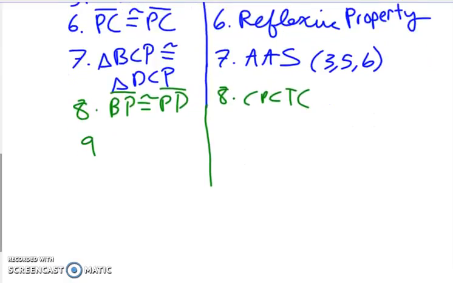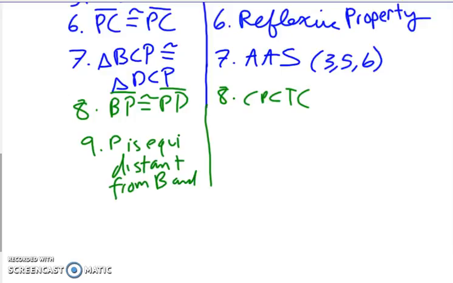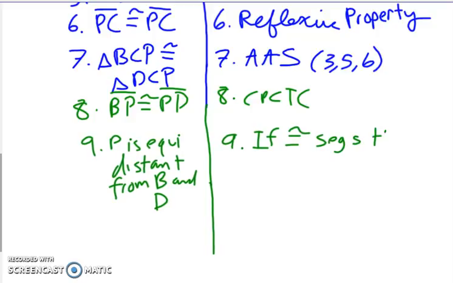Therefore, P is equidistant from B and D. Our reason is that one from that last video. If congruent segments, then equidistant.